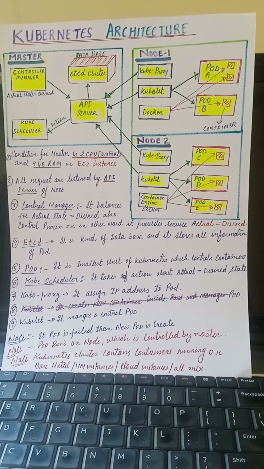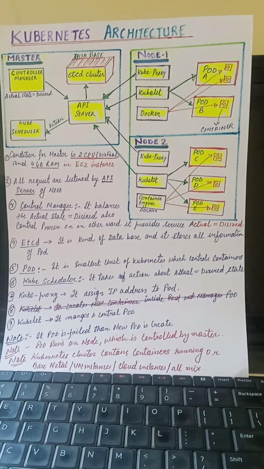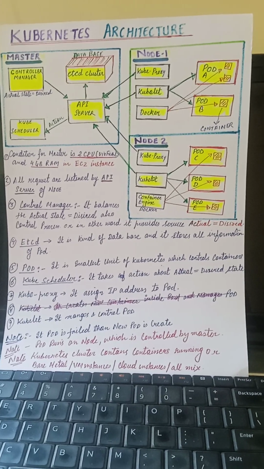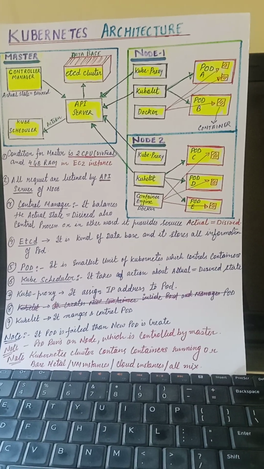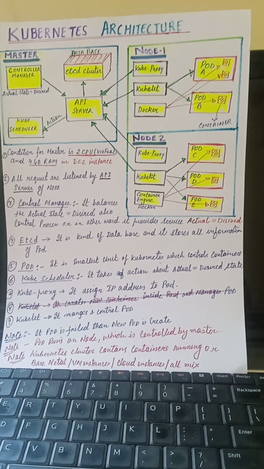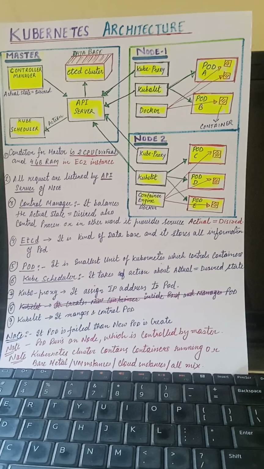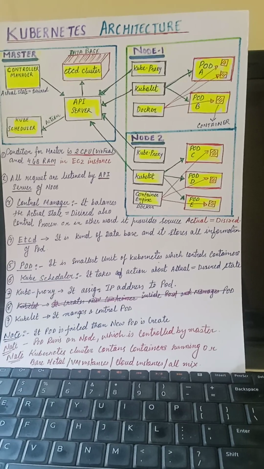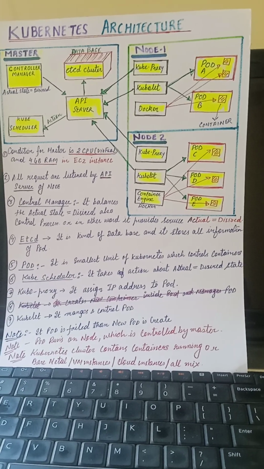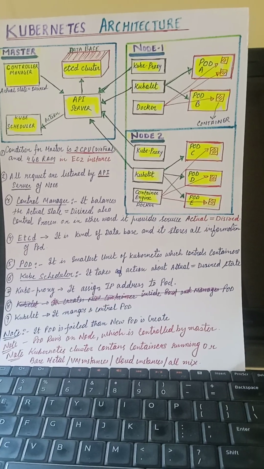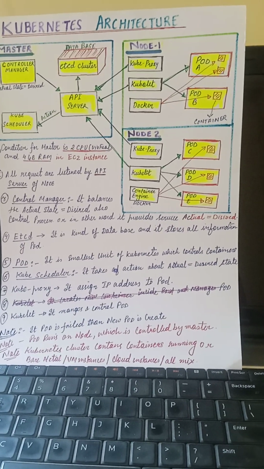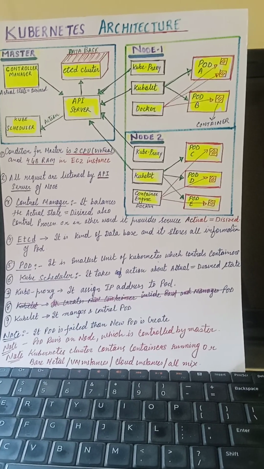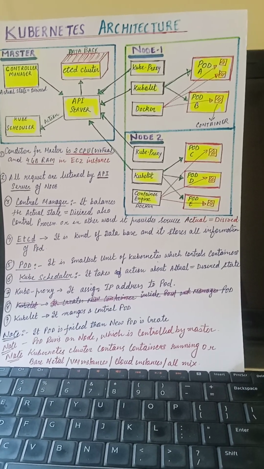Our fourth point is etcd. It is a kind of database and it stores all the information of the pods. What is a pod? Fifth point, it is the smallest unit of Kubernetes which controls containers. Sixth point, the kube scheduler takes action about actual state equal to desired state.